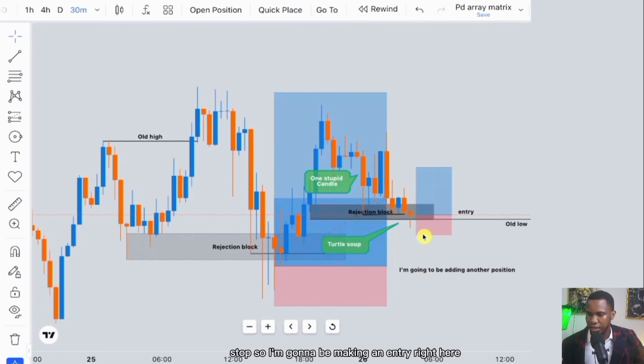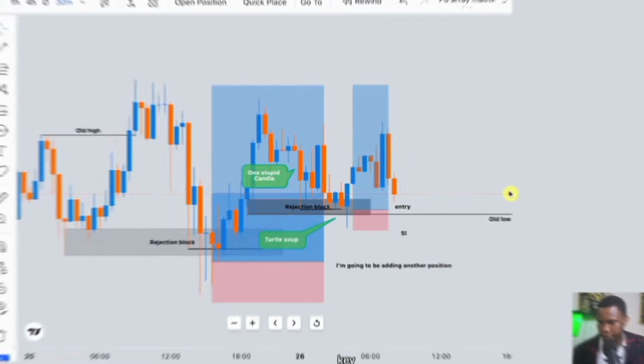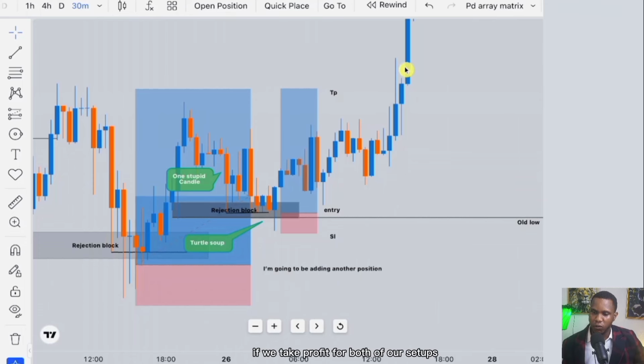So I'm going to be making an entry right here. Stop loss below here, and I'll target these highs. Let's see. Can you see we take profit for both of our setups?